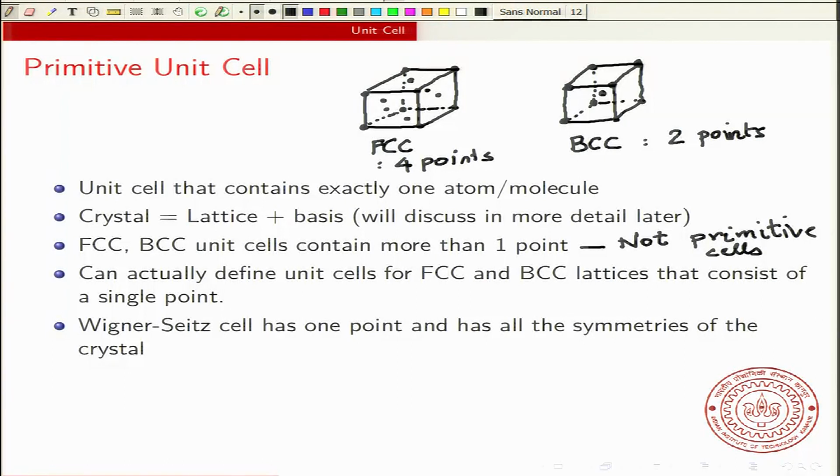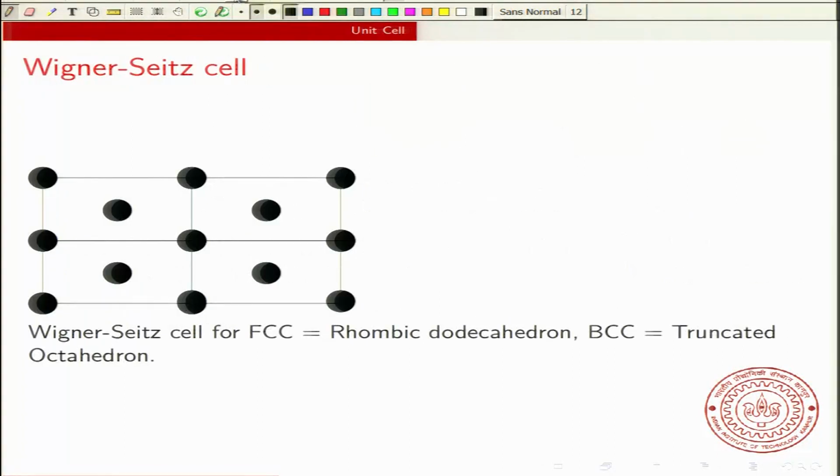There is a construction called a Wigner-Seitz cell that allows you to construct a primitive unit cell for any lattice. This Wigner-Seitz cell is a unit cell that contains exactly 1 atom or molecule and it has all the symmetries of the crystal. I will just illustrate what a Wigner-Seitz cell is, and let us take an example. Again we will start with a 2D example of how to construct a Wigner-Seitz cell. Here I have a 2D lattice, which is referred to as a centered rectangular lattice.